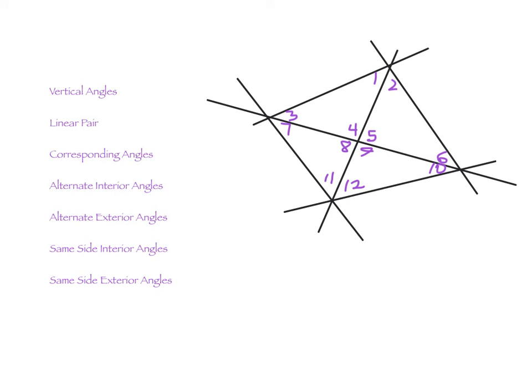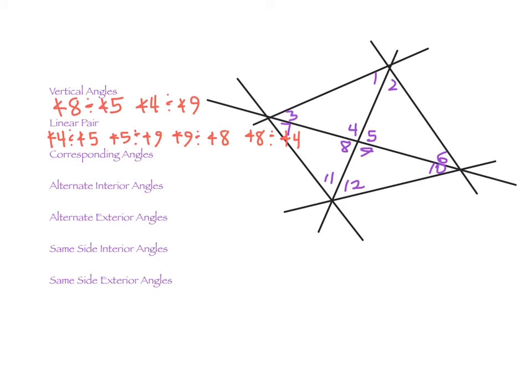So let's just run through a couple of examples. Vertical angles. I think you can see that in here 8 and 5 are vertical angles, and 4 and 9 are vertical angles. Linear pair. Linear pairs are formed by a line, adjacent angles where one pair of sides are opposite. So 4 and 5 would be in a linear pair, 5 and 9, 9 and 8, 8 and 4.